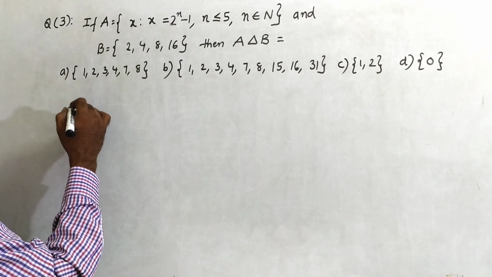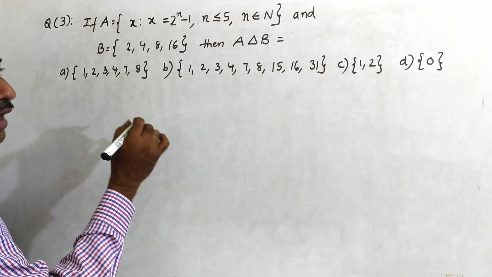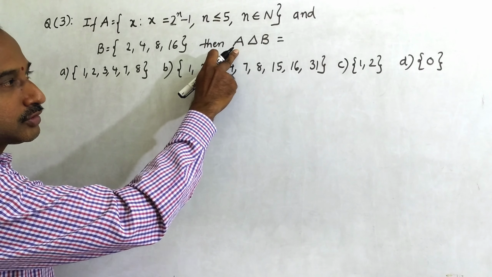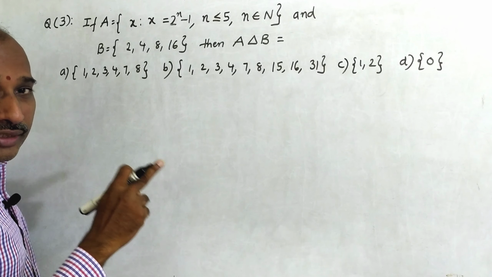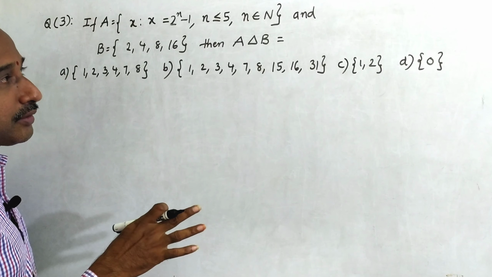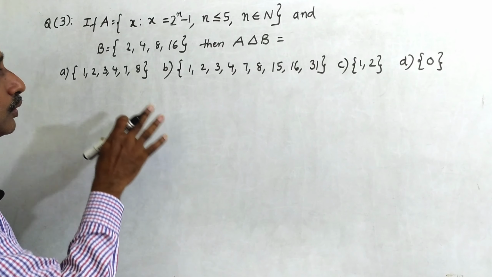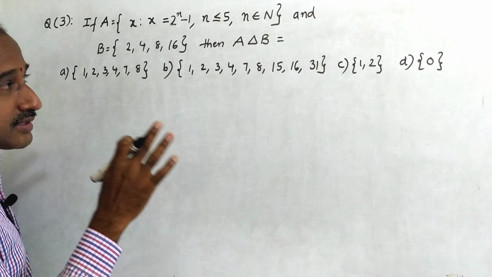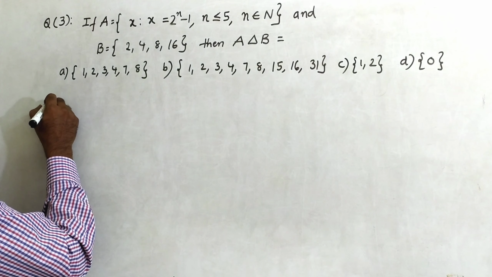NTSC model question number 3. In this, you have to find out A delta B. Already I have given A delta B is equal to A minus B union B minus A. That we have to find out. First of all, we can take the set A and set B. So come to the solution.